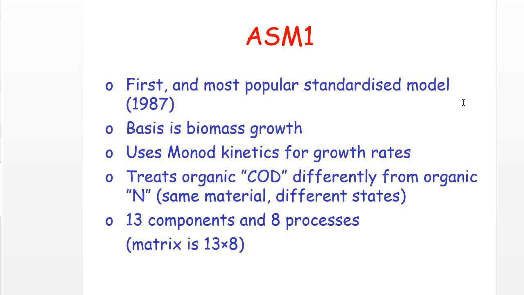ASM1 came already in 1987. It's based on biomass growth, as we discussed earlier. We use Monod kinetics, or saturation kinetics, for growth. It has two different main components, kind of, using COD and nitrogen as different states in the model. It's, in this context, relatively simple, with 13 components and 8 processes. And then if we put it into a matrix, it's a 13x8 matrix.